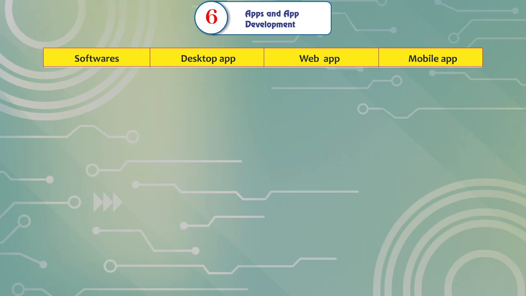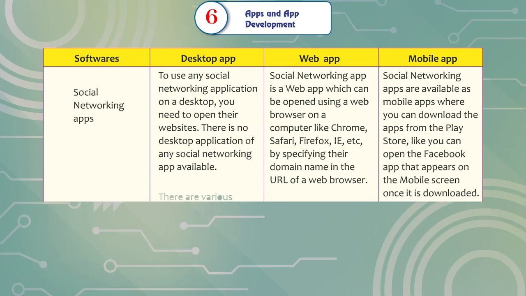Softwares: desktop app, web app, mobile app, social networking apps. To use any social networking application on a desktop, you need to open their websites. There is no desktop application of any social networking app available. Social networking app is a web app which can be opened using a web browser on a computer like Chrome, Safari, Firefox, IE, etc. by specifying their domain name in the URL of a web browser.